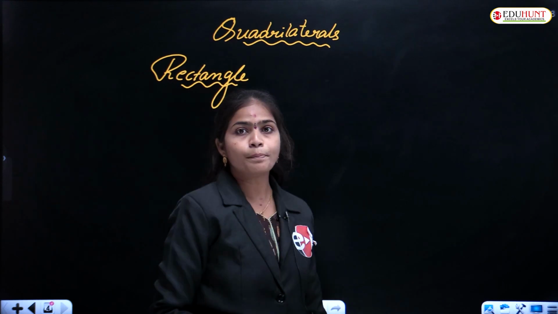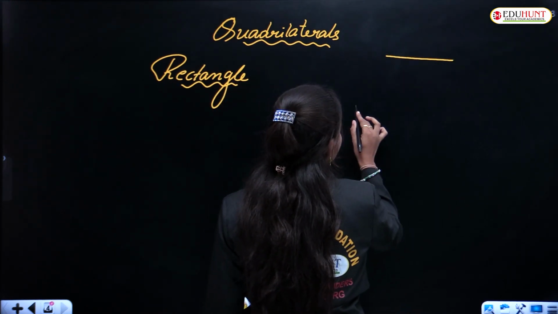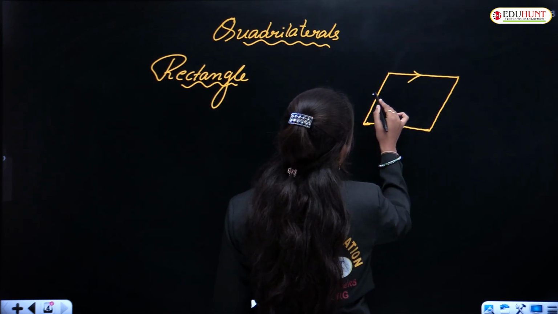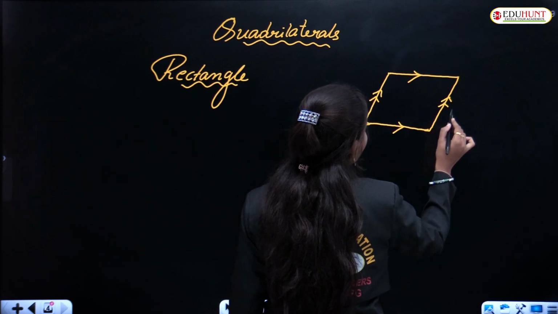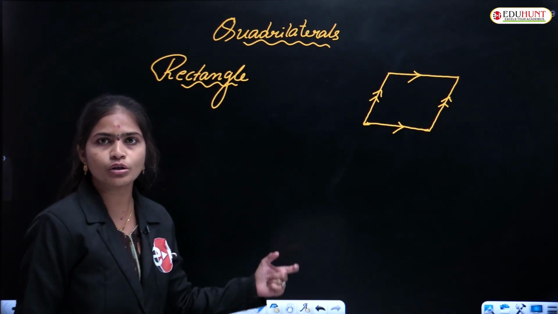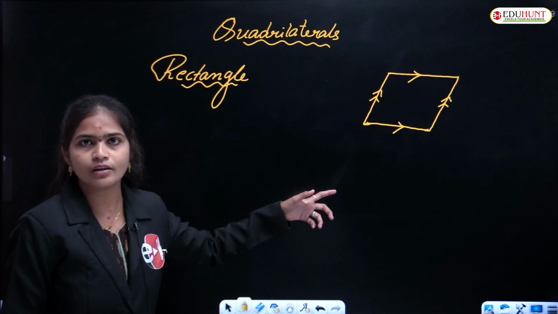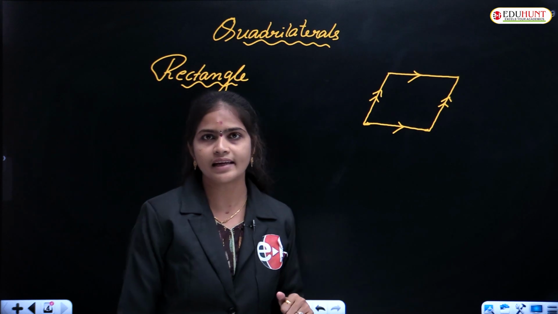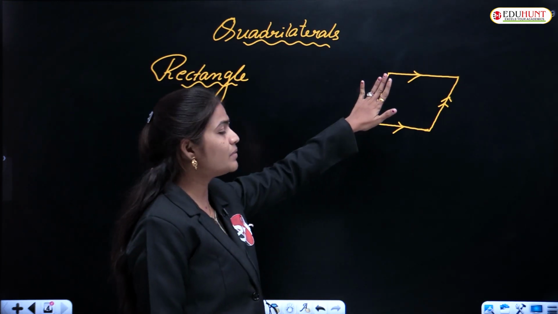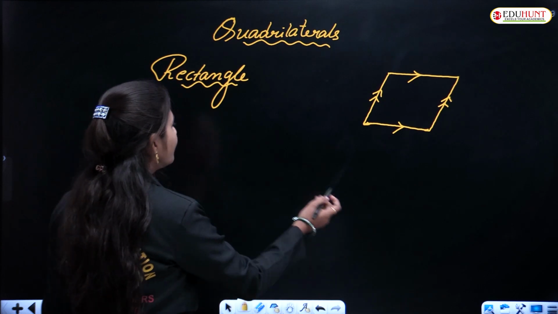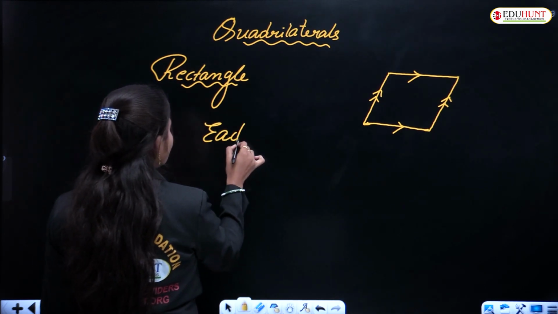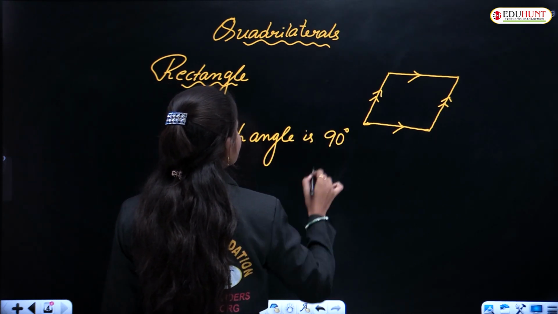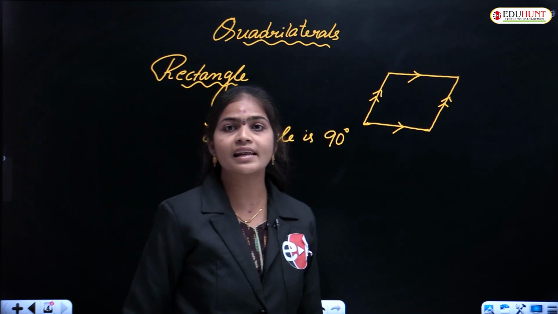Okay children, so this is a parallelogram, no? Here opposite sides are parallel. By using the parallelogram we can state the definition of a rectangle. In a parallelogram, if each interior angle is 90 degrees, then that is called a rectangle. In a parallelogram, each angle is 90 degrees, then we can say that the parallelogram is a rectangle.